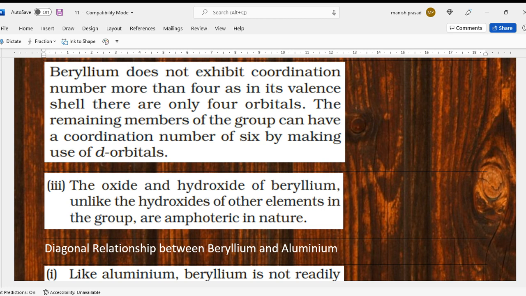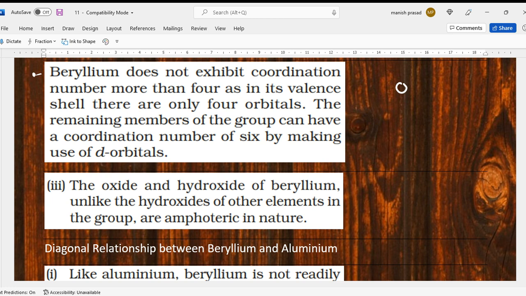Now, okay, second, Ananya, please read this one. Beryllium does not exhibit coordination number more than 4, as in its valence shell, there are only 4 orbitals. The remaining members of the group can have a coordination number of 6 by making use of d orbitals. Okay. Now, what is coordination number?